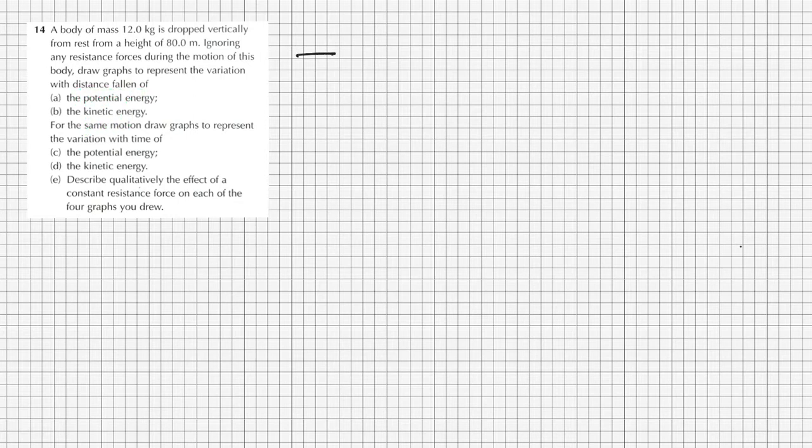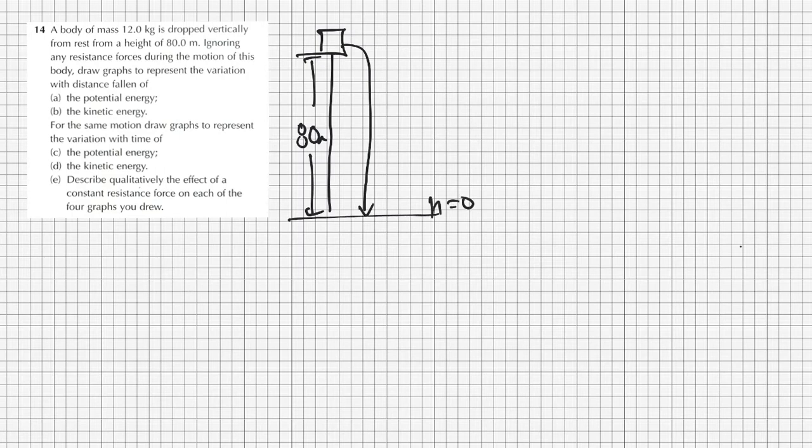So if we have our object here, and we have a height of 80 meters from here to here, and then our object is just going to fall straight down to that position. So this will be our h equals 0 down at the bottom, and what we would say is that the potential energy due to gravity is all here. Its kinetic energy initially would be 0, and down here my gravitational potential energy would be 0, and my kinetic energy would have all of it.